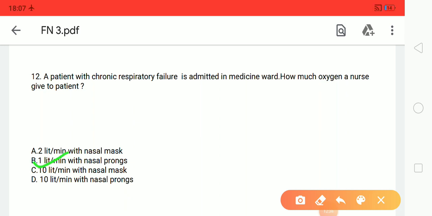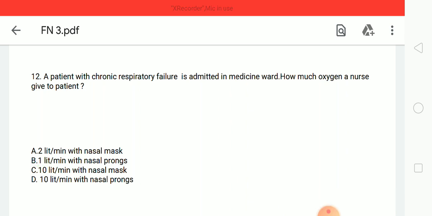This question has been asked many times in previous exams, so it is a very important question. You should remember the reason for the option of 1 liter per minute by nasal prongs: if we give a high amount of oxygen to a chronic respiratory failure patient, the respiratory center will be suppressed. So you should give a low amount of oxygen. This is best for this type of patient.